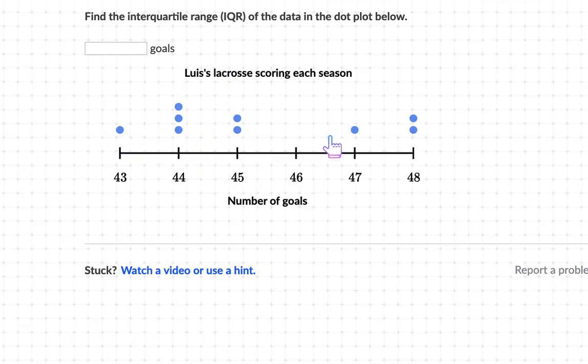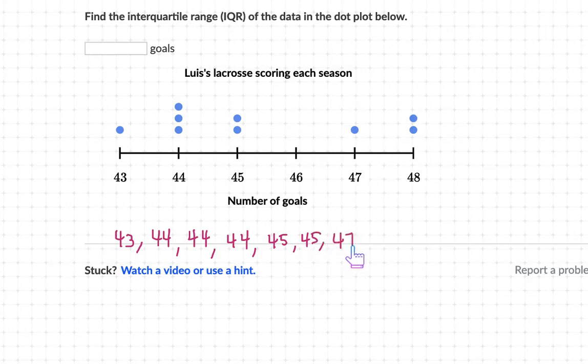Okay, there's two different ways that people would attack this problem. You could just use the dots, or if you're like me and you want to make sure you don't miss anything, you could write down each value. So I have a 43, 3 of the 44s, 2 of the 45s, 1 47, and 2 of the 48s.